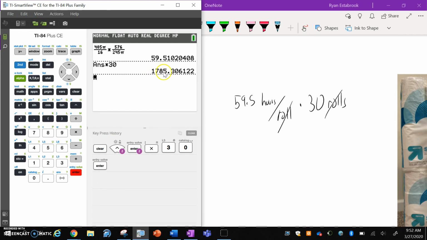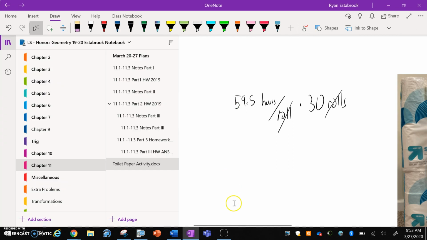I don't really think in terms of hours. I think more in terms of days. So if we divide those number of hours by 24, that means that if I have these 30 rolls of toilet paper and the information that I gave you is going to stay consistent, that's enough for 74 days, 74.38 days for that matter. So I think as far as this coronavirus goes, that would be enough.